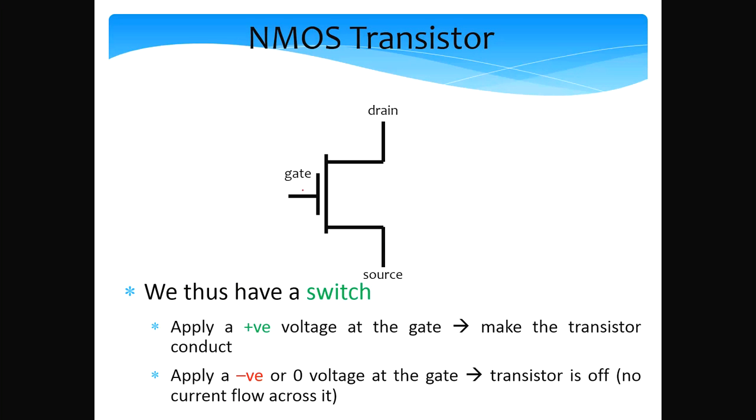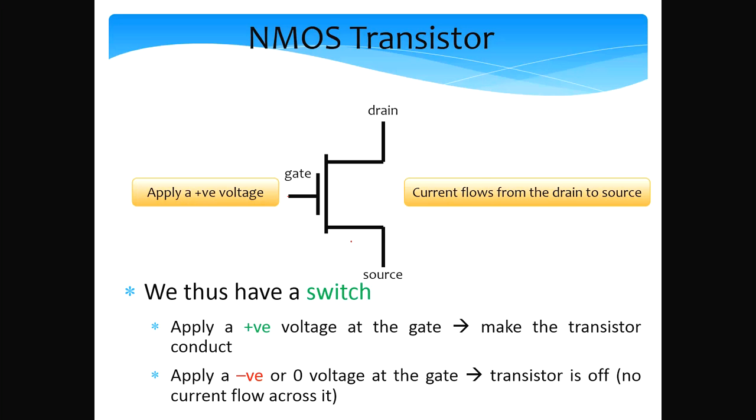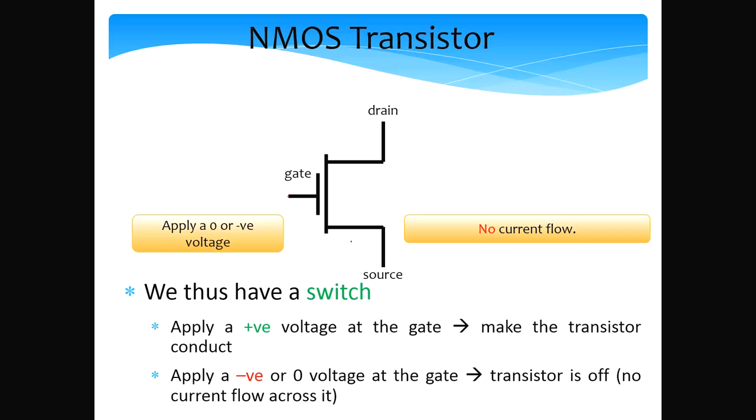So the symbol for an NMOS transistor is like this: this is the gate over here, and then we have two terminals, the source and the drain, which are interchangeable. The most important point to note is that if we apply a positive voltage at the gate, the transistor will conduct, so it will become like a single wire with a resistance, of course. And if we apply a negative or zero voltage at the gate, the transistor is off, so no current will flow across it. So apply a positive voltage, current flows from the drain to source. Apply a zero or a negative voltage, there is no current flow.